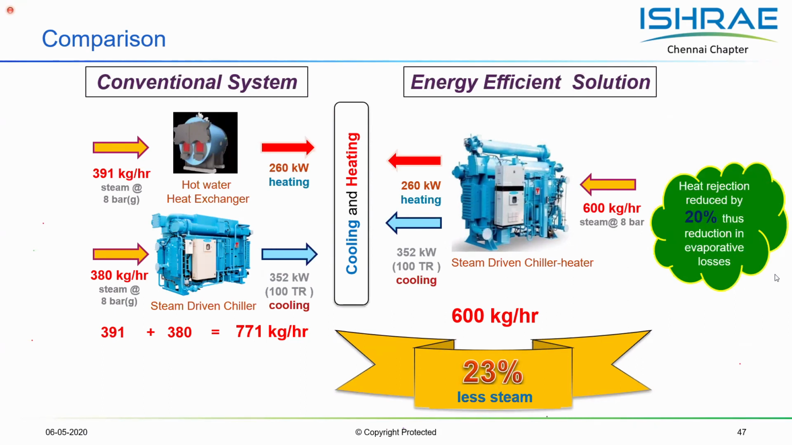And if you see conventional system versus this energy efficient system, you can see that the conventional system would require, let's say, 770 kilograms of steam for generating, let's say, 100 TR of cooling, and approximately 260 kilowatt of heating. The same output can be generated by this energy efficient solution with just 600 kg of steam, which is literally 23% lower steam consumption.